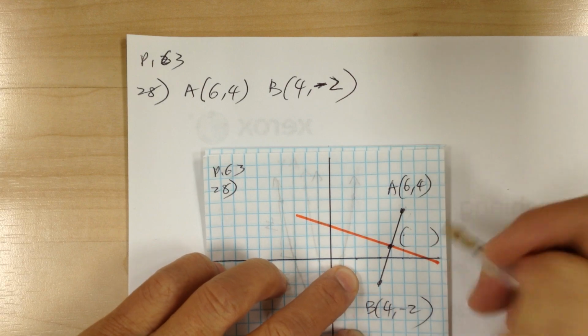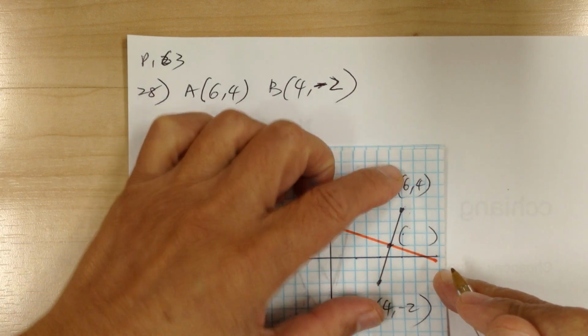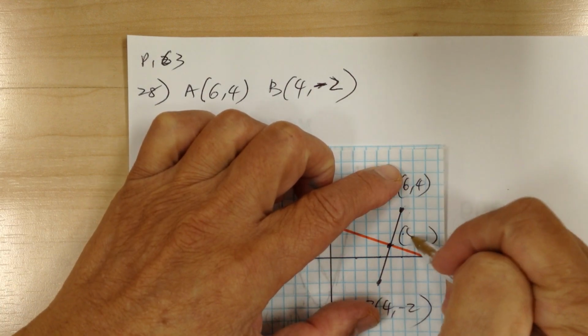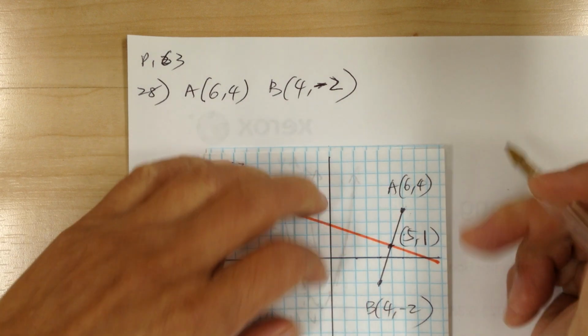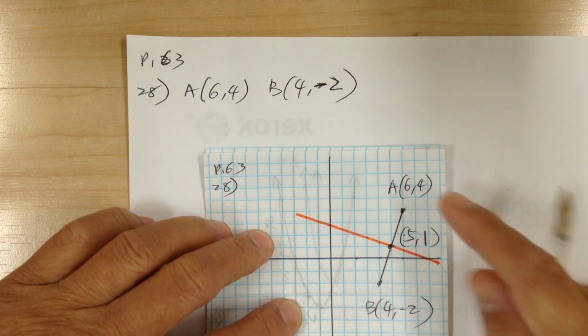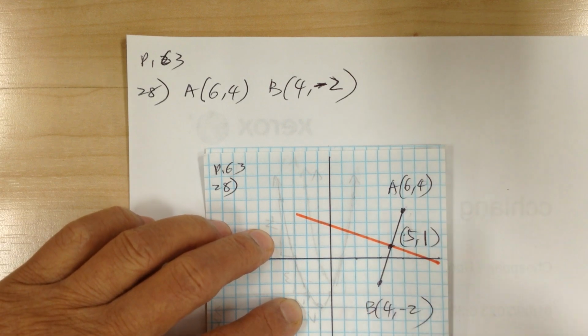So for the midpoint, you just average the two. You add, you get 10, divide by 2, you get 5. You add, divide by 2, you get 1. So again, midpoint, you average the two, you get that.